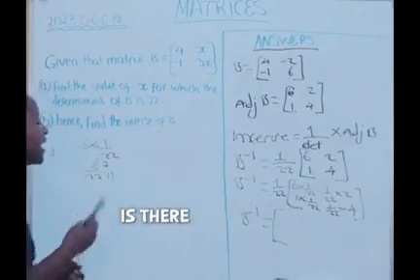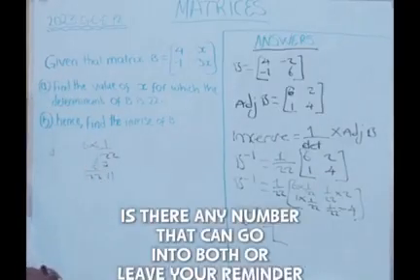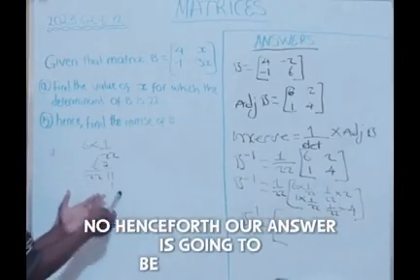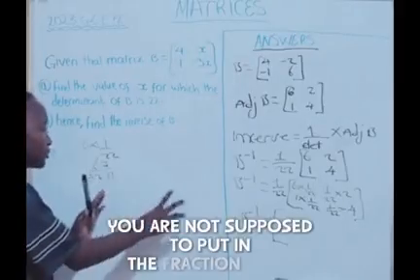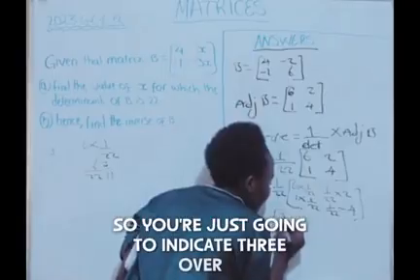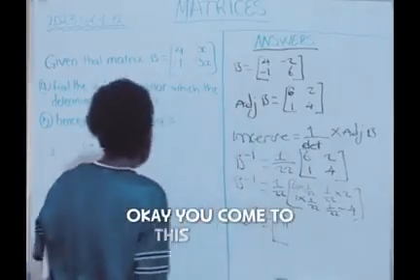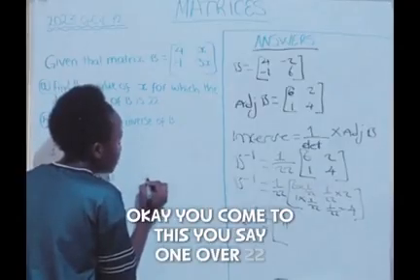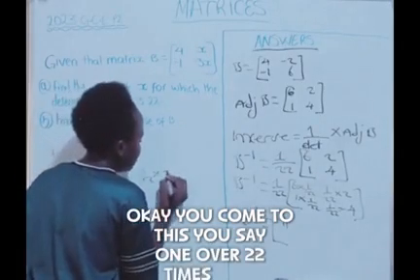But when we look here, is there any number that can go into both without leaving a remainder? No. Henceforth, our answer is going to be just like this. You are not supposed to put it in a fraction form where you divide and those sorts. So you're just going to indicate 3 over 11. Okay? You come to this, you say 1 over 22 times 2.